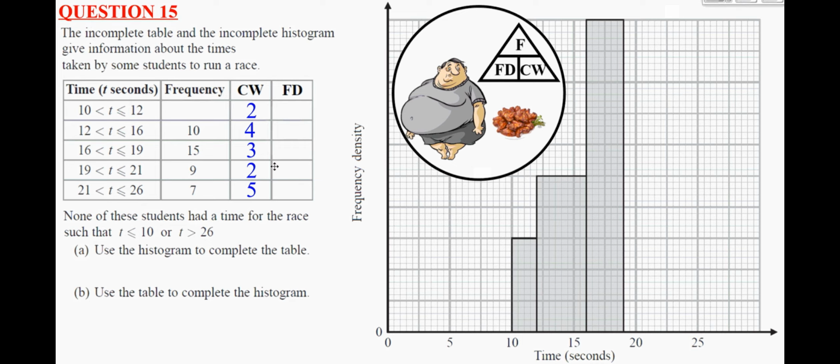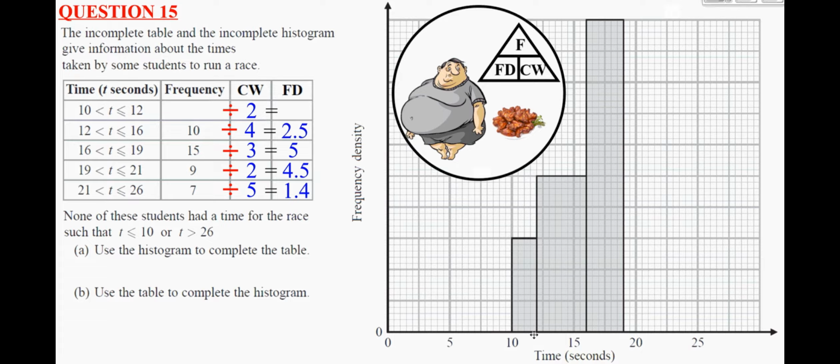15 divided by 3 will be 5. 9 divided by 2 is 4.5. And 7 divided by 5 will be 1.4. So you should get those values using your calculator. Now what we can do is look at a bar we know and work out from that the scale on the frequency density.